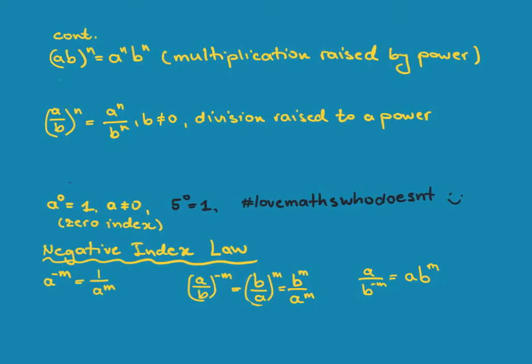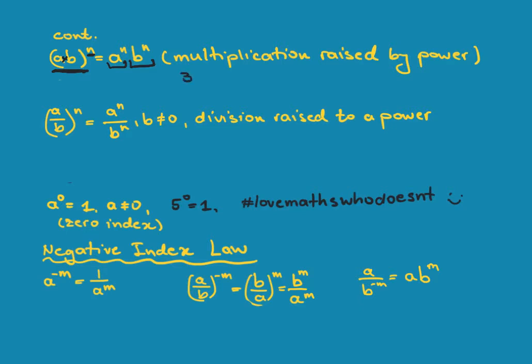On this next page we have more laws. What we have here is multiplication raised to a power. So you have a multiplication, A times B. Again, if you don't have a sign between A and B, it means times, and then to the power of n. What we have to do is raise all members inside the brackets to the power, every single one.